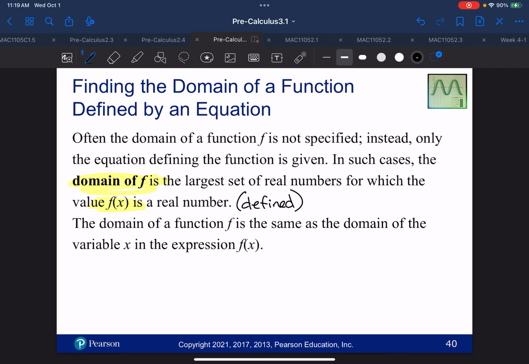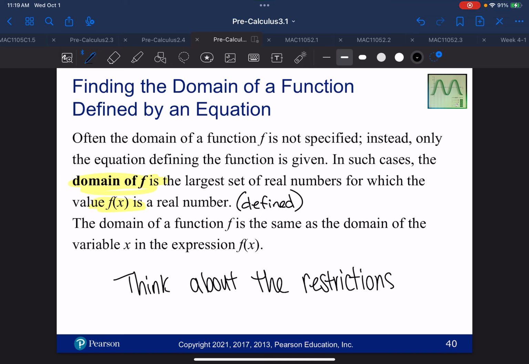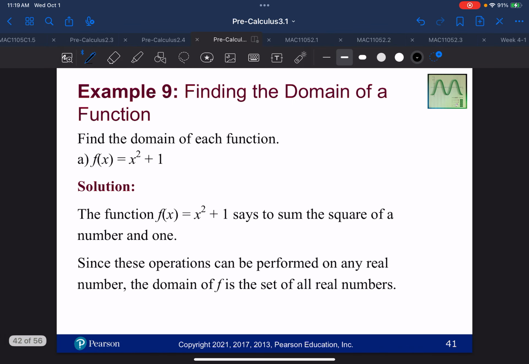Okay, so whenever we are given a function and asked to find the domain, we need to think about the restrictions on the function. And you'll see what I mean by that.